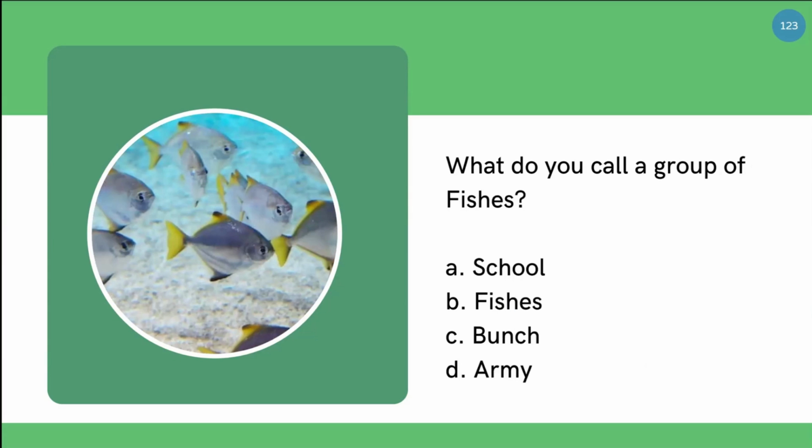Moving on. What do you call a group of fishes? Ronak says lion. No, Ronak, it is a pride of lions. It's not just a lion. Ah, that's great. A lot of you know this. We call it school of fishes. How interesting is that?